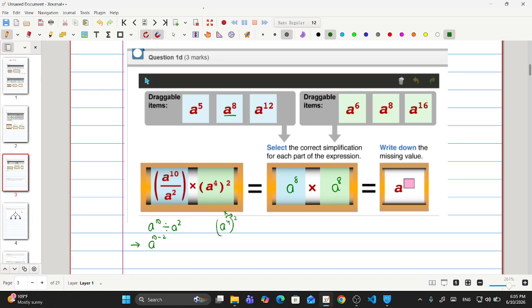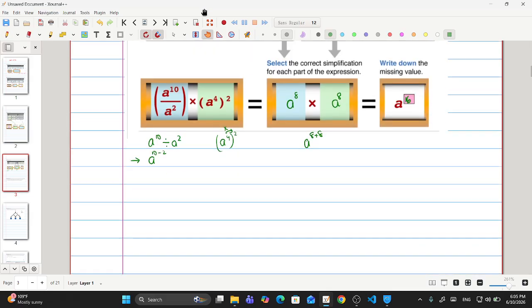And you are supposed to write down the missing value. So when there are same bases and there's a multiplication sign in between, the powers are supposed to add with each other, right? So this is supposed to give you a raised to the power of 16. I hope you all did this correctly.